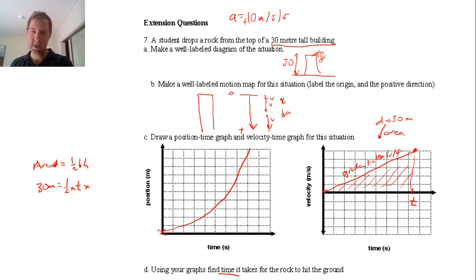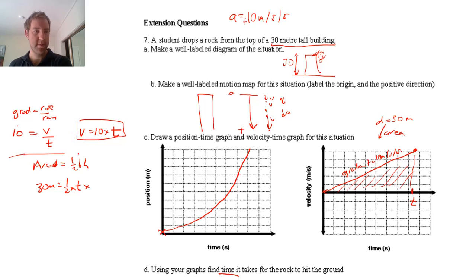And I know it's going for t seconds. So let's write it this way. Let's write the gradient equals rise over run. I know what my gradient is, it's 10. My rise is some velocity I don't know, and my run is t. So velocity, if I rearrange that, velocity equals 10 times t.